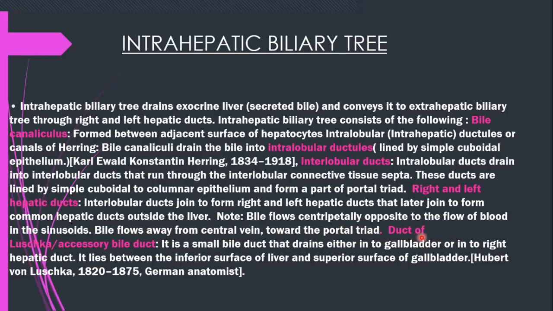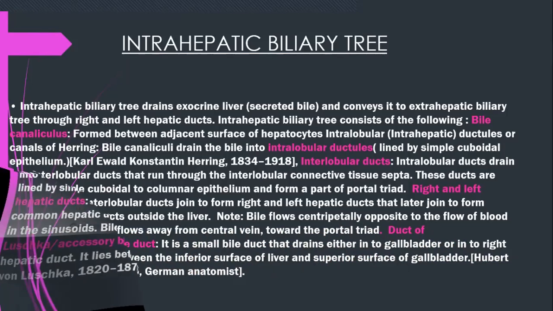Then we have special bile channels known as the duct of Luschka, or the accessory bile duct, which is a small bile duct that drains either into the bile duct directly or into the right hepatic duct. It usually lies between the inferior surface of the liver and the superior surface of the gallbladder. Named after Hubert von Luschka, who was a German anatomist.